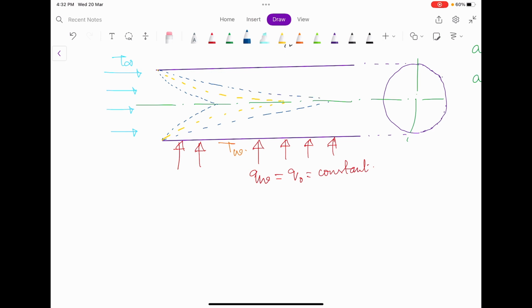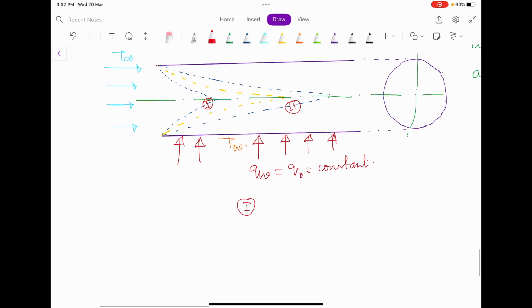Now you should be able to tell in which case. So if this is case 1 maybe, and this is case 2. In case 1 you can see that the hydrodynamic boundary layer, that is delta by delta T, is greater than 1, that means nu by alpha is greater than 1, that means the Prandtl number is greater than 1. And for case 2, delta T by delta is less than 1, that means the Prandtl number is less than 1. So sorry, delta by delta T is less than 1.